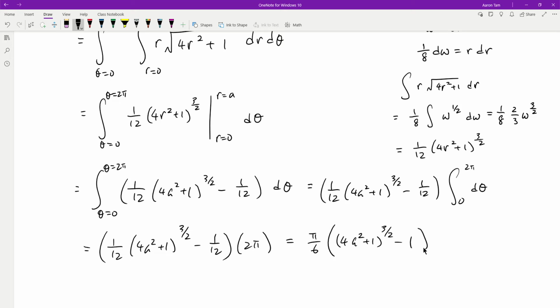And that would be the area of this surface. Let's try that again. There you go. Much better. Oh, somehow the negative part of the plus sign went away. So that would be our area.